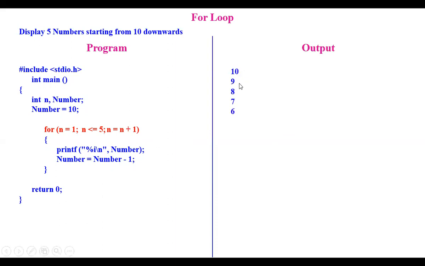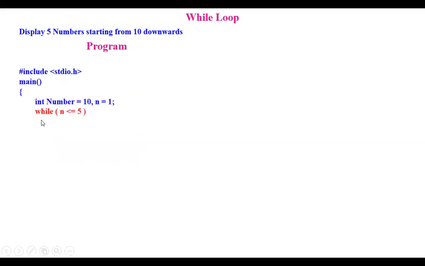Output is 10, 9, 8, 7, 6, like this. So the for loop is operated like this. Same thing, suppose if you want to write in the while loop, it is while n less than or equal to 5, we write the condition here directly, right?